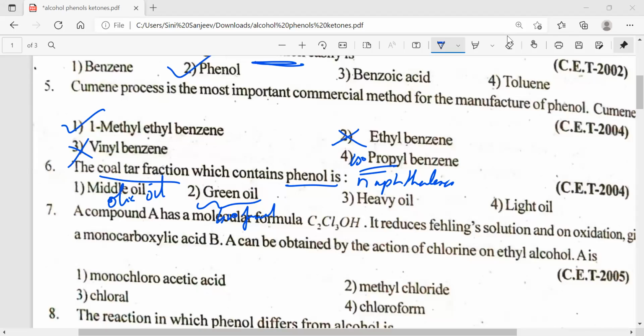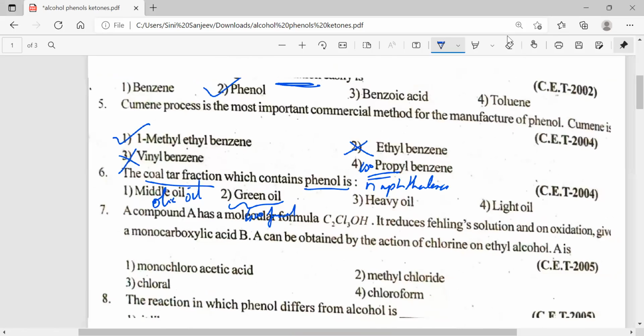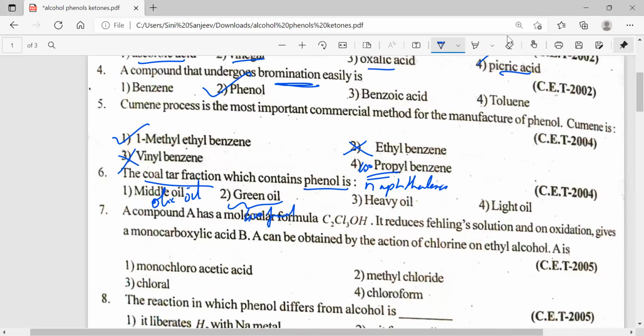Seventh one. A compound A has got a molecular formula C2Cl3OH. It reduces Fehling solution and on oxidation gives a monocarboxylic acid B. A can be obtained by the action of chlorine on ethyl alcohol. A is what? Okay. So they are asking what is this A? A can be what?